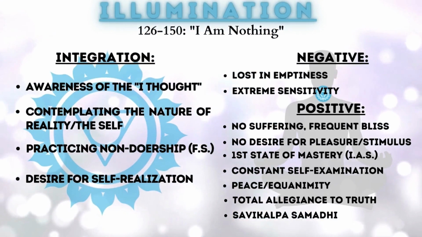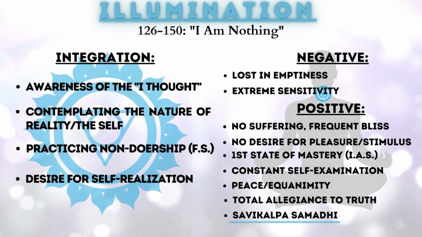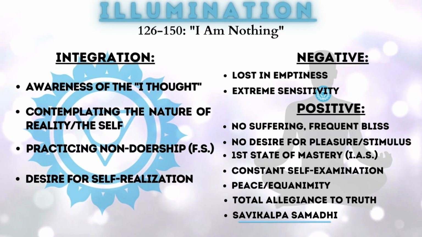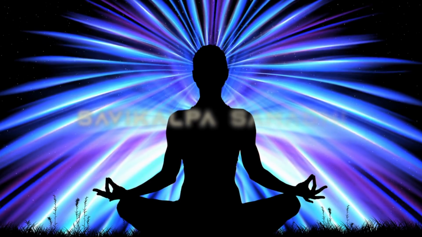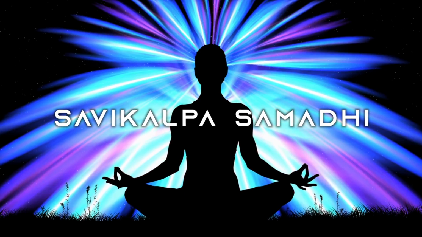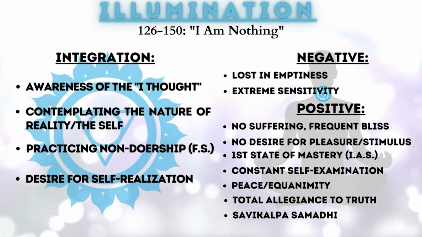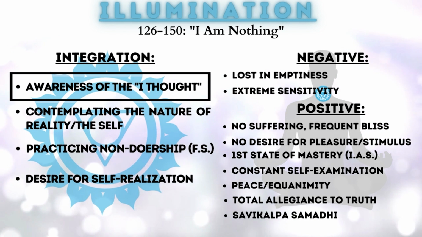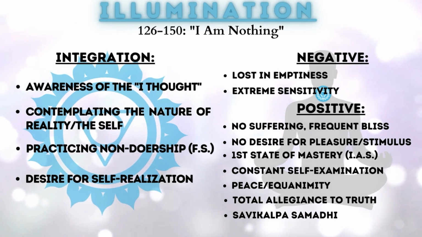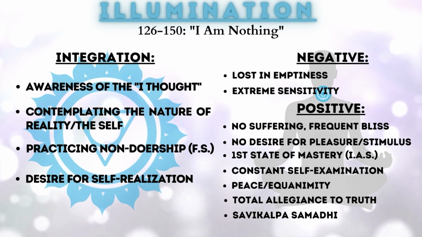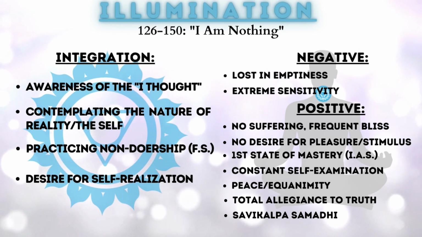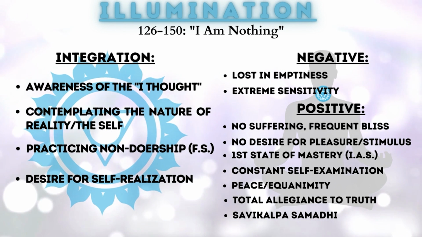The illumination state also allows one to achieve the first state of samadhi, called Savikalpa Samadhi. This is a kind of God absorption achieved in deep meditation, where thoughts can still be present, but are easily ignored. The integration for this SQ range is to begin observing the movement of the I thought, the subtle tendency of the mind to identify with every thought, feeling, and action. Awareness must firmly catch hold of the I thought in order to transcend this SQ range.